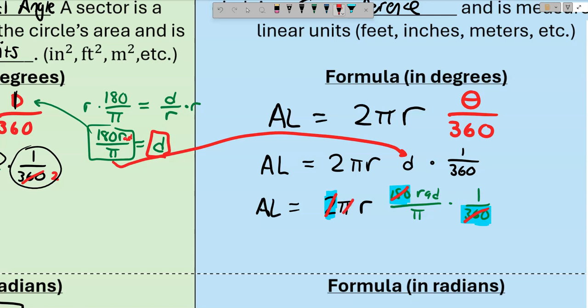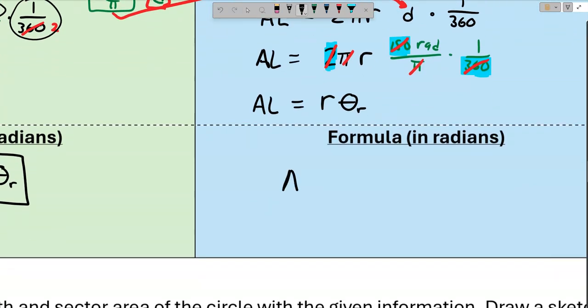What happens next? The pi's cancel. So what we're left with is r times your radians. And so our arc length formula boils down to simply r times theta, remembering that theta is in radians. So a much, much simpler formula here for us to denote arc length.